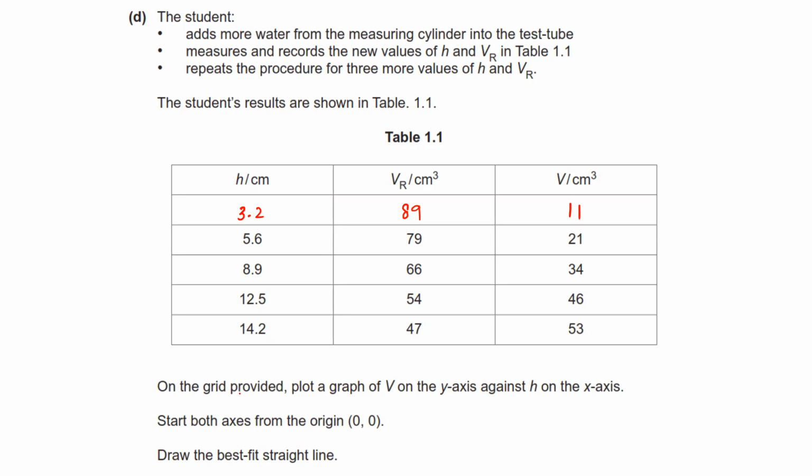It says on the grid provided, plot a graph of V, the volume, on the y-axis and H on the x-axis. So remember, this is the y-axis, this is the x-axis. On the x-axis we are plotting H, and on the y-axis we are plotting volume, in centimeter cube. It is V, the minimum volume is 11 and the maximum volume is 53. Height is between 3.2 and 14.2.